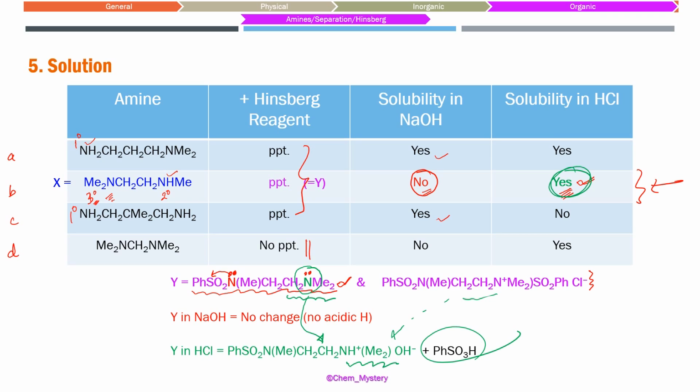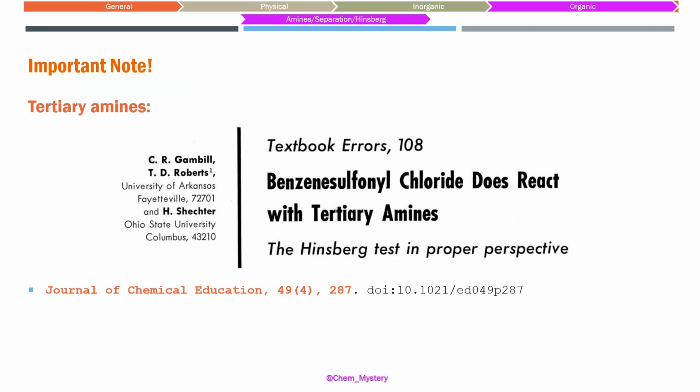Now moving on, we have one thing left which we should be very much aware of, what most of our textbooks are telling us, that benzene sulfonyl chloride, that is Hinsberg reagent, does not react with tertiary amine. This is what most of our textbooks tell, but an article published in the Journal of Chemical Education suggests that if we go deep down, the people who are doing the chemistry in the laboratories and analyzing the results tell us that that is not the truth, that 3 degree amines do not react at all.